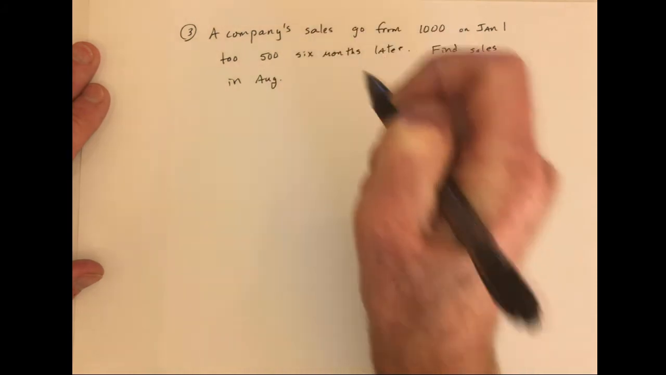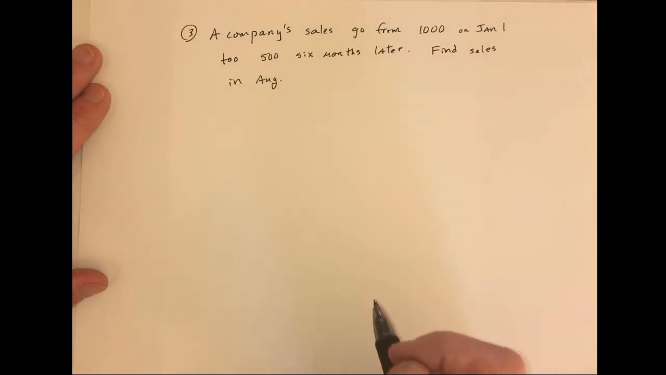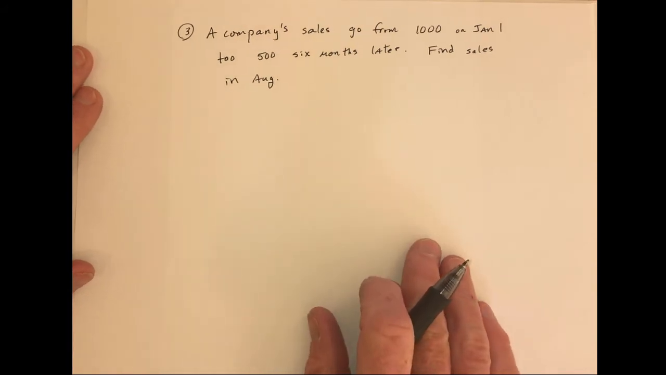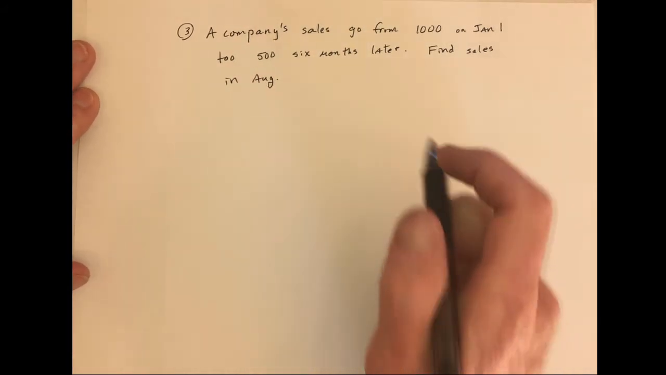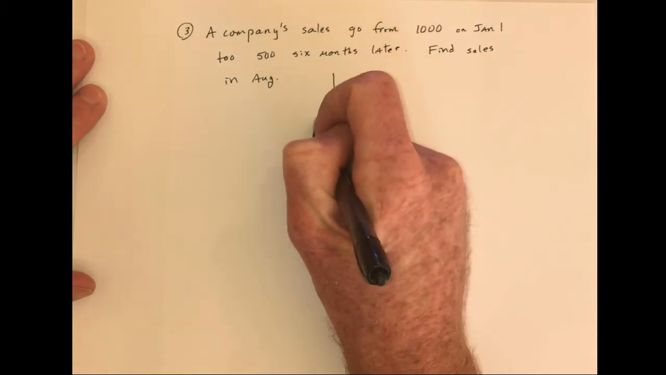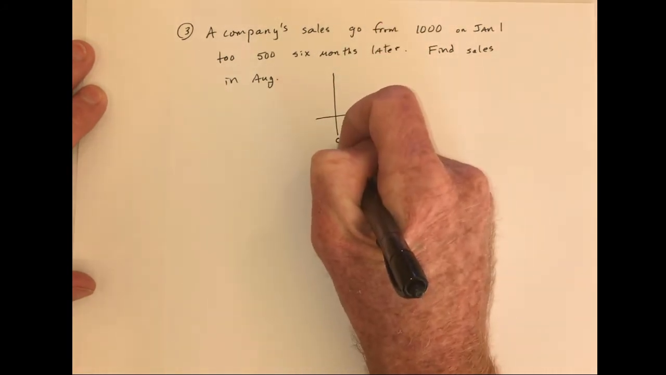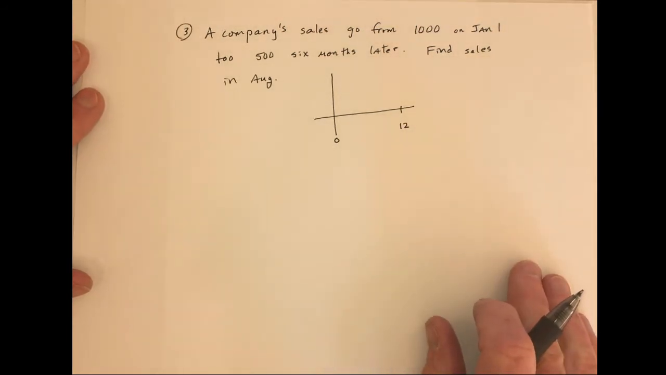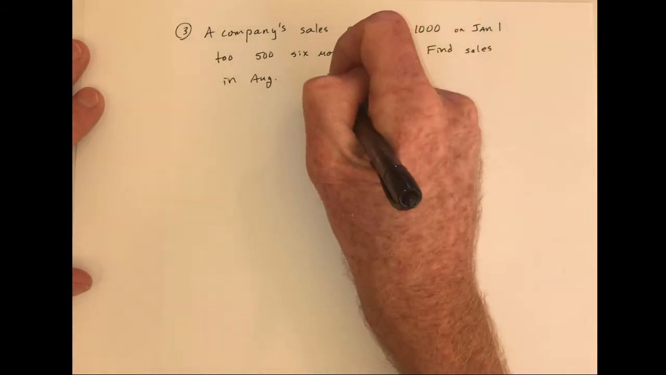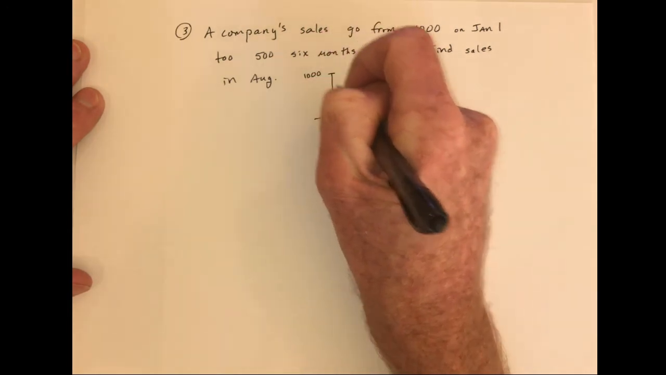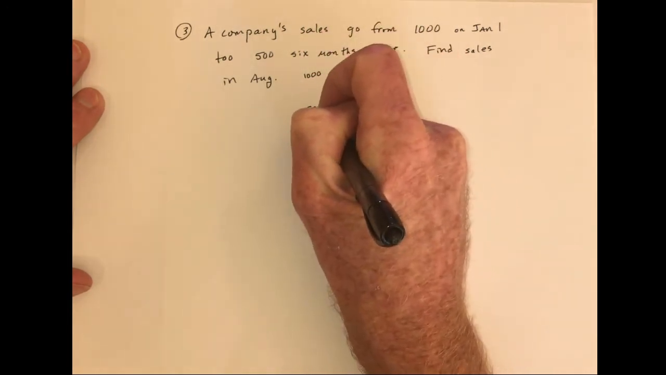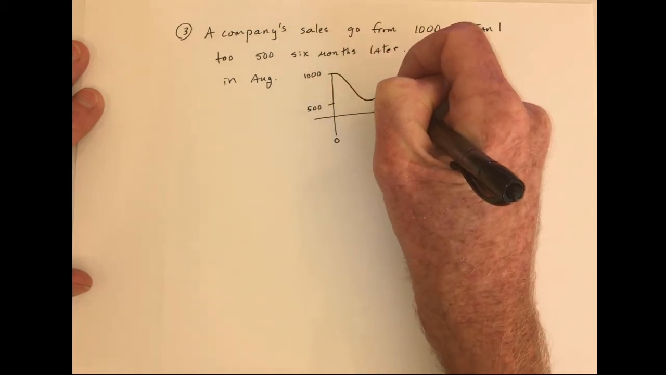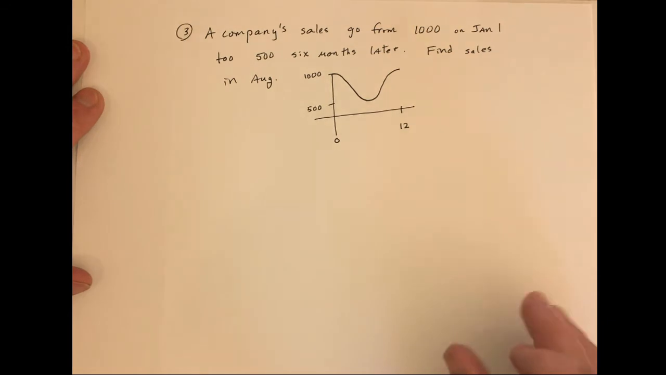And then what are their sales in August? So we'll need to sketch a graph and then create the function and then plug in the number for August. So for the graph, this is going to be 0 and then a year later, but I'm going to go in months, so 12 months in a year. And then their sales go from 1,000 down to 500. So they're cyclical like this. They go down during the summer and then they go back up each winter.